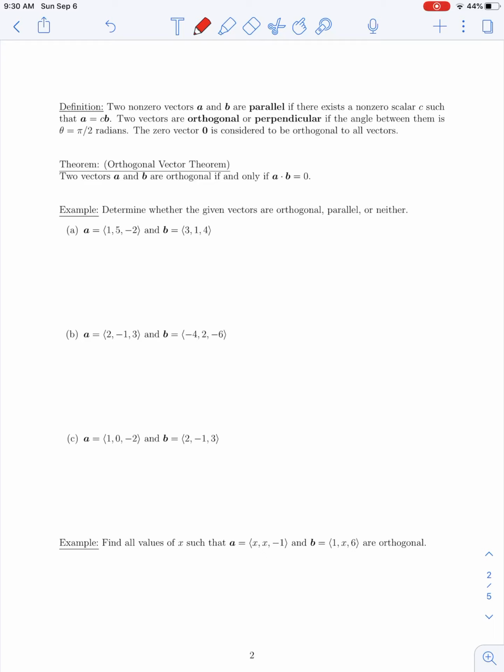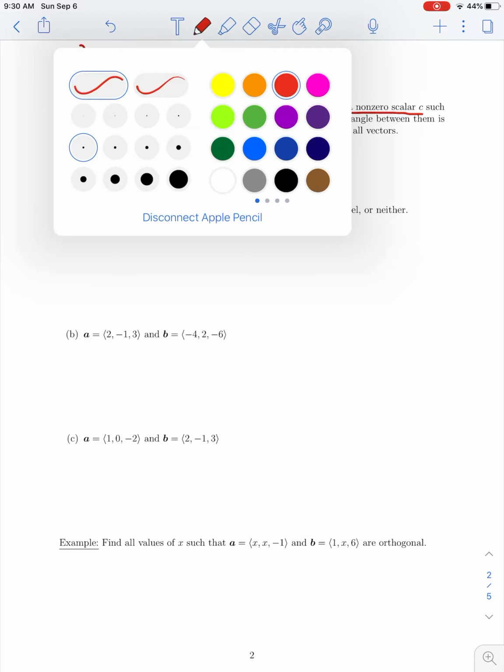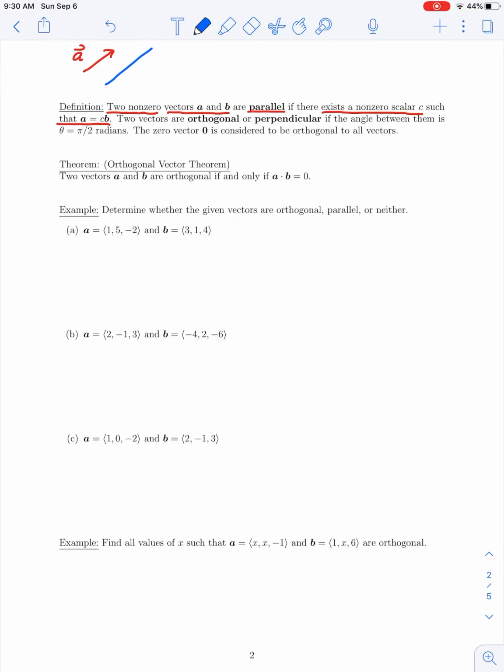So we would say geometrically that two non-zero vectors, A and B, are parallel to one another if there exists a non-zero scalar C such that one vector A is a scalar multiple of B. That is, if A is equal to C times B. And that sort of makes sense. Let's think about parallel vectors. So two vectors A and B are called parallel to one another if maybe they point in the exact same direction and one is just a little bit longer or shorter than the other, which would mean that one is a scalar multiple of the other.